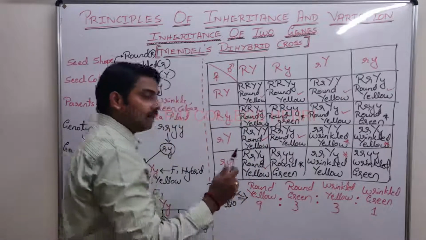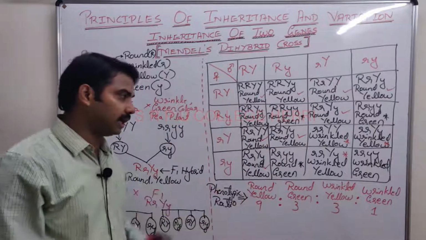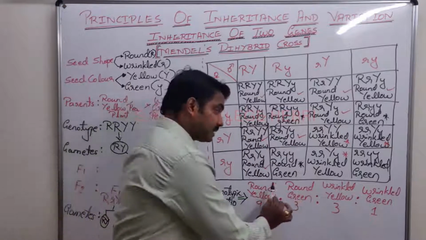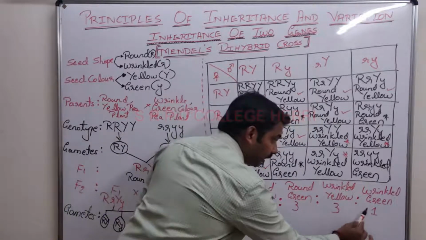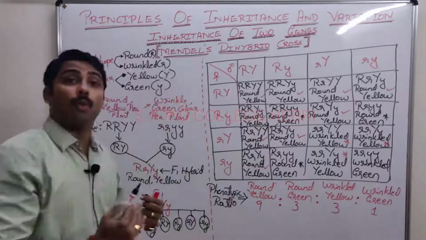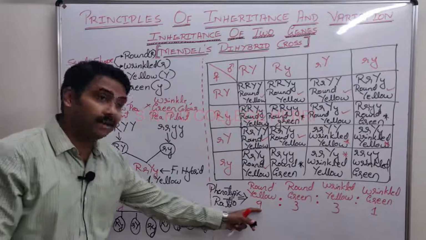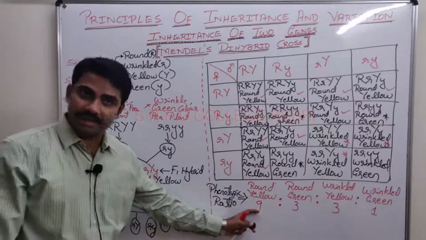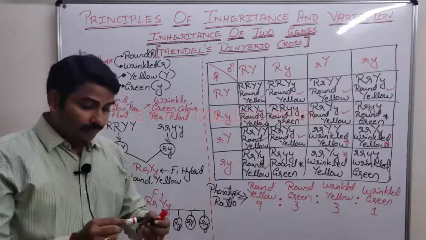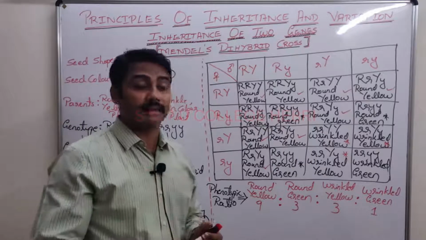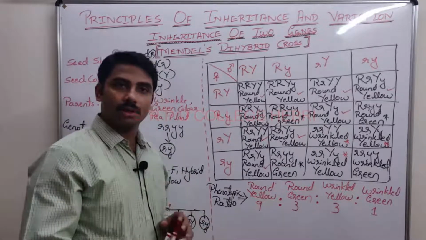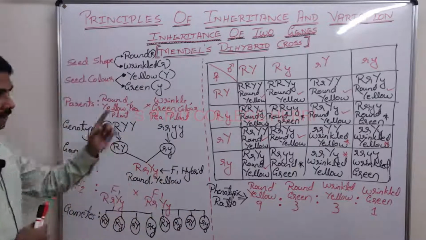What does the 9 indicate? It is round yellow, round green. This is compulsory that you need to write. Along with the ratio, you have to write what phenotype that particular digit indicates. Is that clear? So this is the phenotypic ratio of Mendel's dihybrid cross. Now, I just want to repeat this experiment.